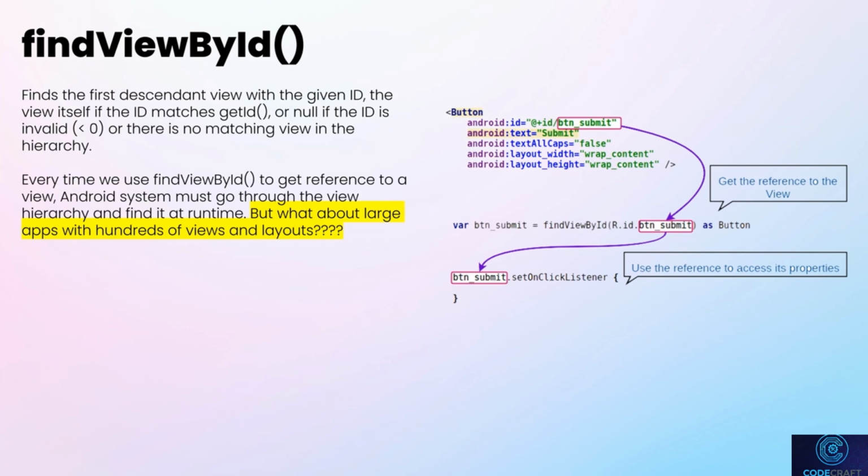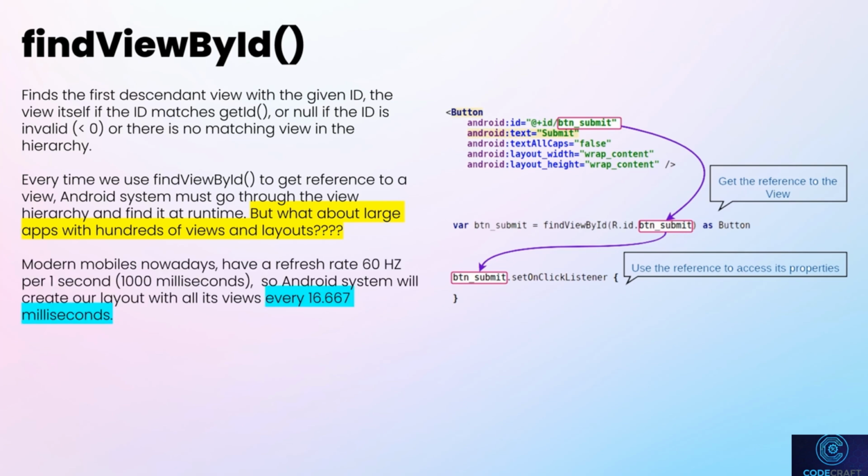The first issue is, what about large applications with hundreds of views and layouts? Modern mobiles nowadays have a refresh rate of 60 Hz per 1 second. So the Android system will create our layout with all its views every 16.667 milliseconds for a refresh rate of 60 Hz.